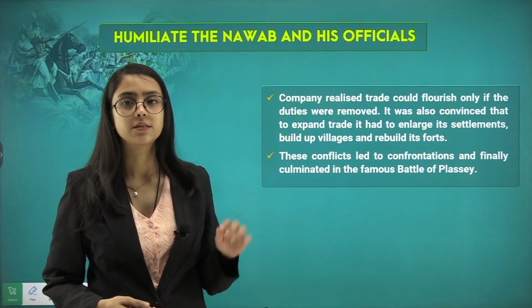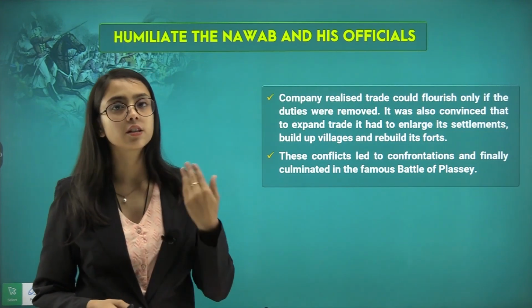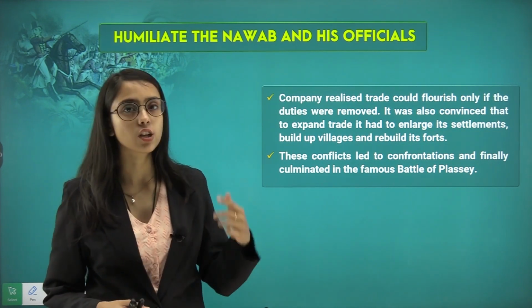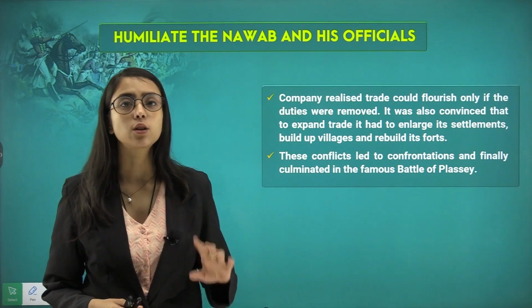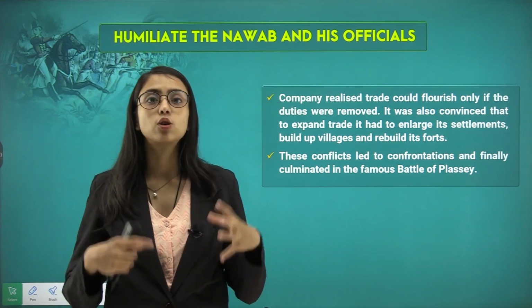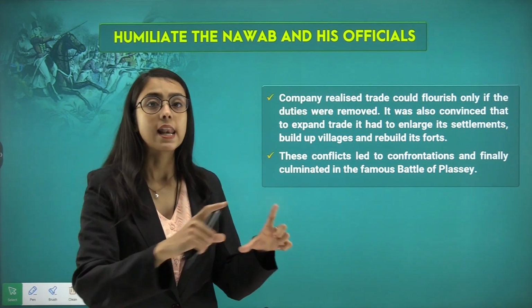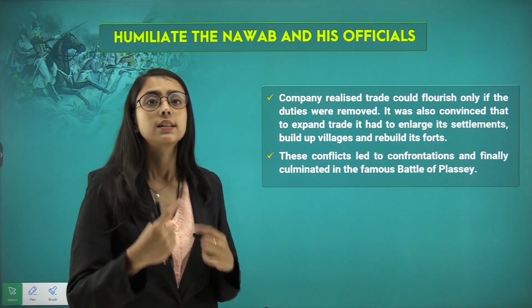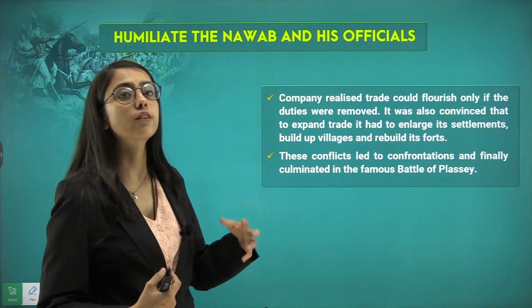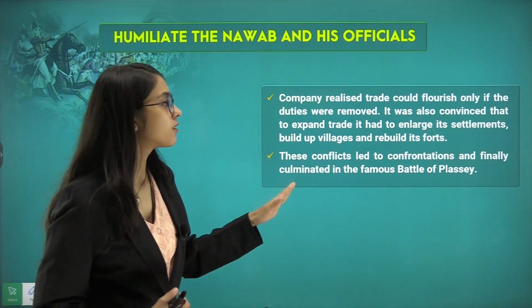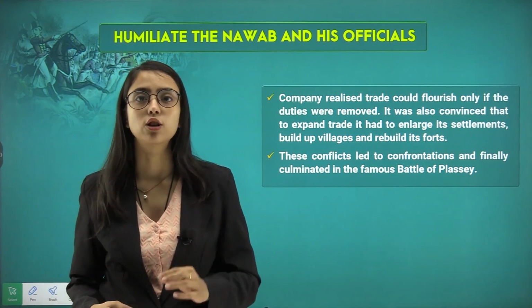The company realized that trade could not flourish if the duties were removed. So it was not just that the duties had to be removed in order to increase the trade, but there were other factors also. It was also convinced that to expand and grow its trade and business, it had to enlarge settlement, land, etc. So they started building up and buying villages, and they started to build and rebuild the fortification and forts. These conflicts led to confrontations and finally culminated in the famous Battle of Plassey.